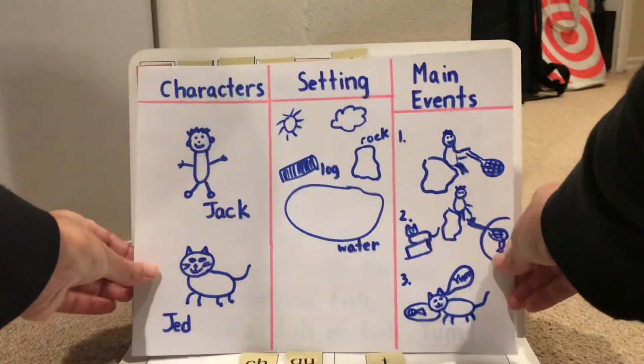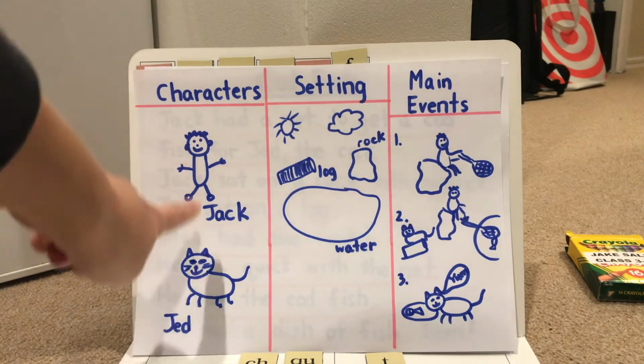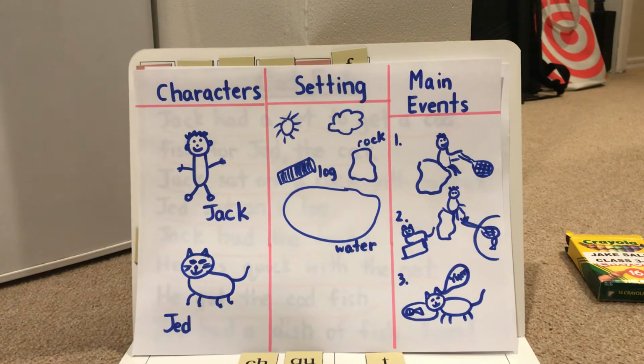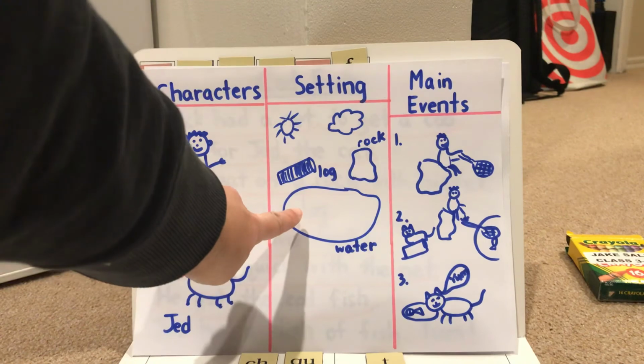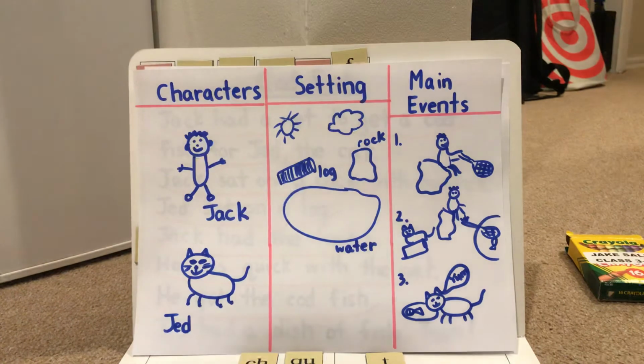Okay, so I have a little chart here that shows the characters, the setting, and the events. Right? So we said Jack was the character and Jed was the character. What about the setting? What do you think? I remember in the story they said that Jack was on a rock and Jed was on a log. And Jack was fishing, right? So he must have been near a pond or some body of water. So I also drew a sun and a cloud so you could see that Jack and Jed are outside somewhere, right? If you're fishing, you're outside. You're not in your house.